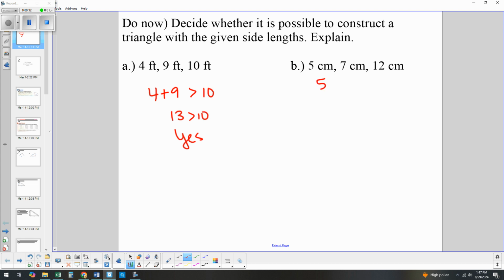Whereas for the second one, if I took the two smallest numbers and added them up, I get 12, and 12 is not greater than 12, so no, that would not make a triangle.